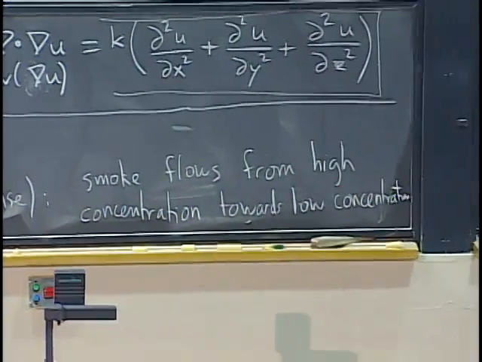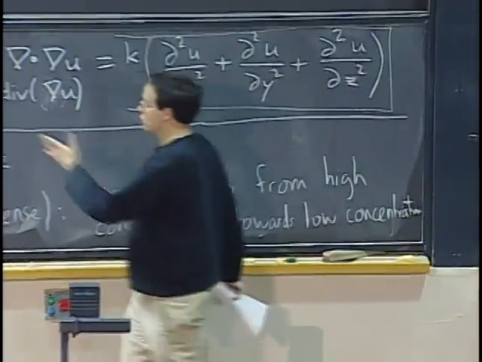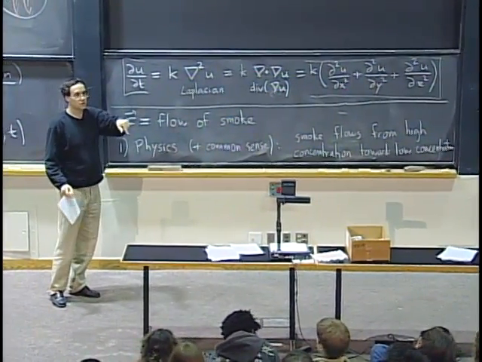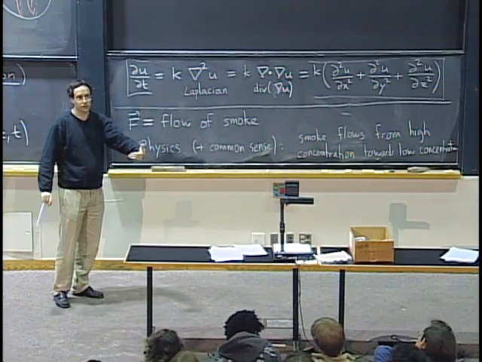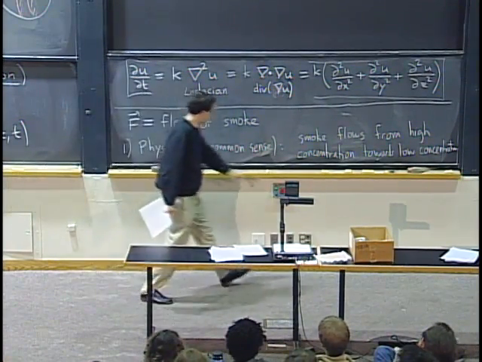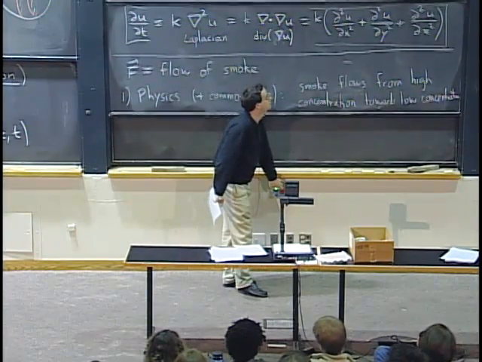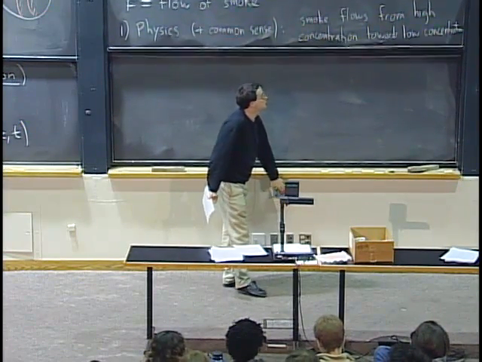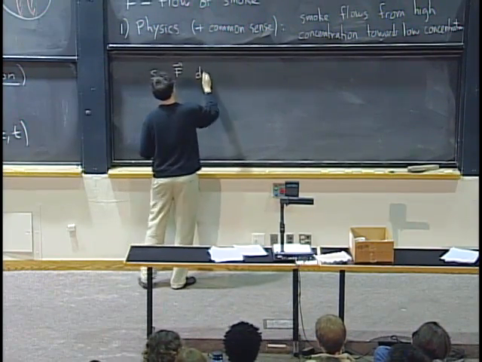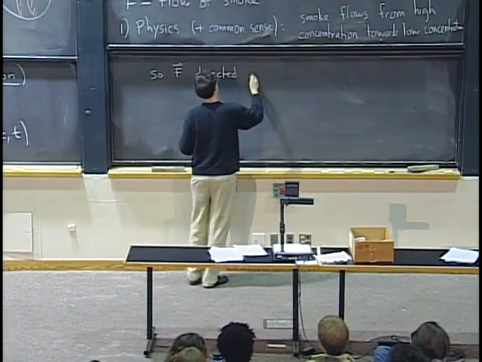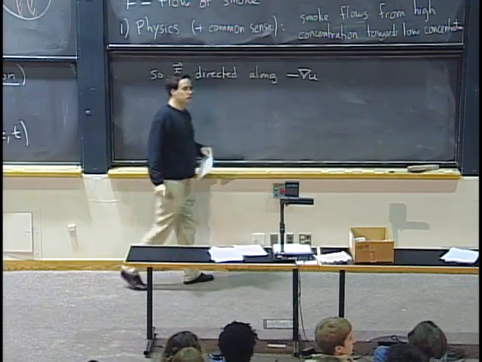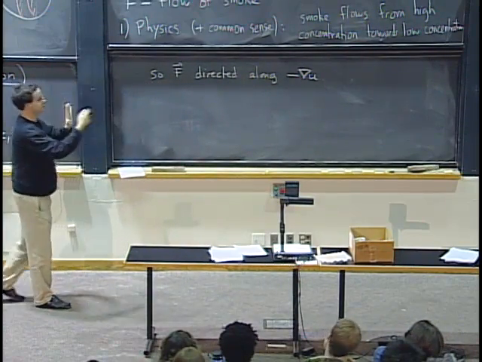Okay, so if we think of this function u that measures concentration, that means we're always going to go in the direction where the concentration decreases the fastest. Well, what's that? That's negative the gradient. So f is directed along minus gradient u. Now, how big is f going to be?